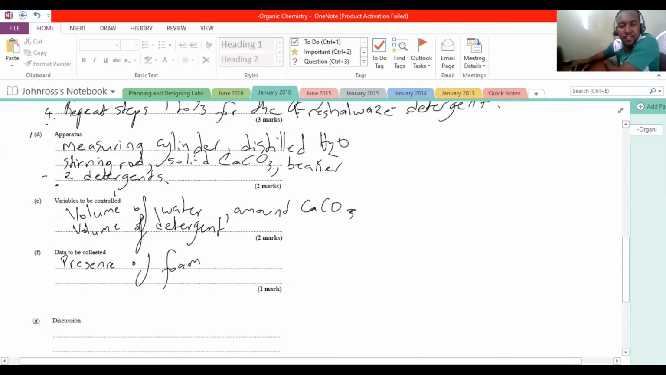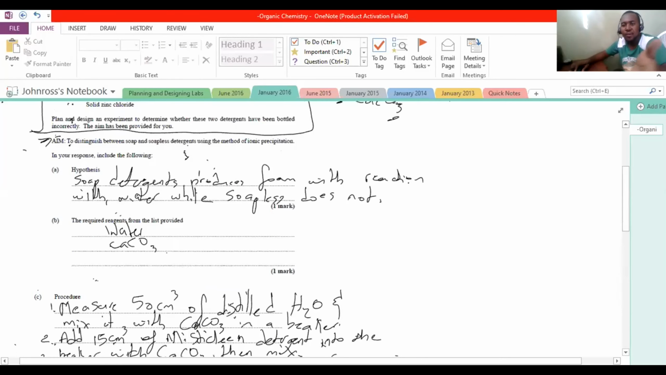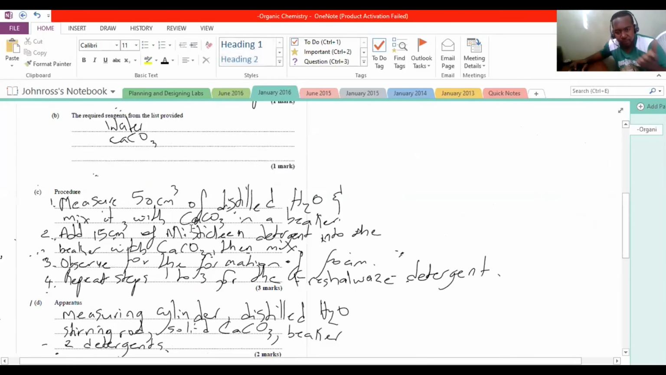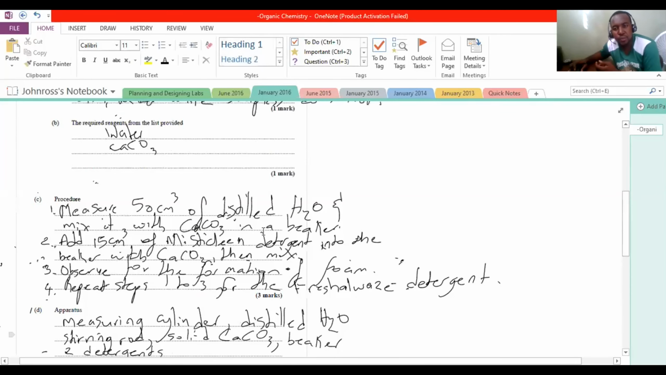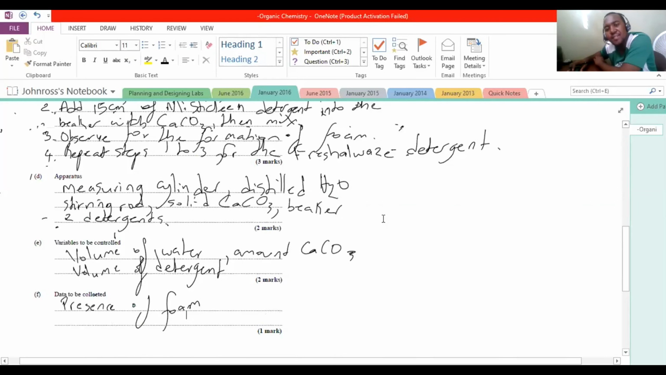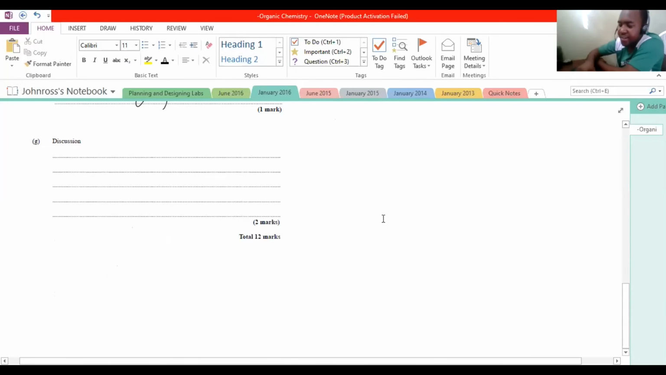Right? Then discussion, which is what we have here. So you state that when we have the reaction with the soap detergent, it would produce a foam with your calcium carbonate, and it will not produce a foam with your soapless detergent. Why do you think that's the case? Why do you think the soap detergent produces the foam and the soapless does not produce the foam? Anyone? Nobody?